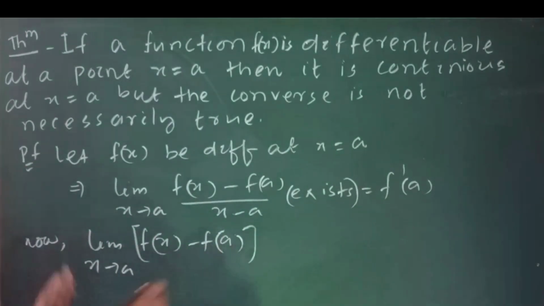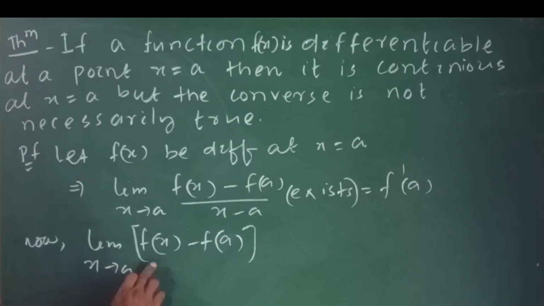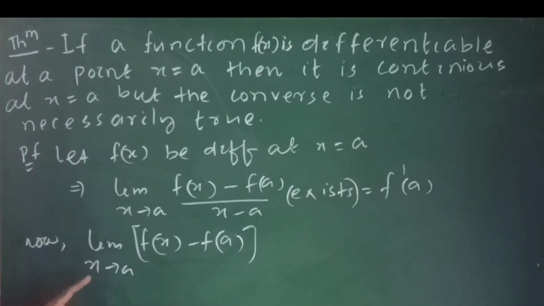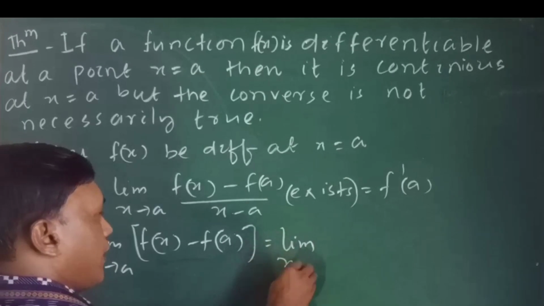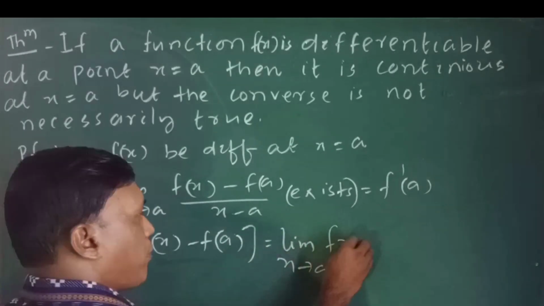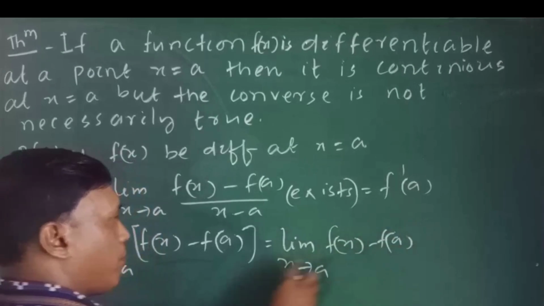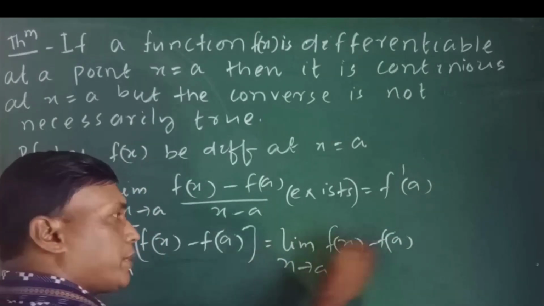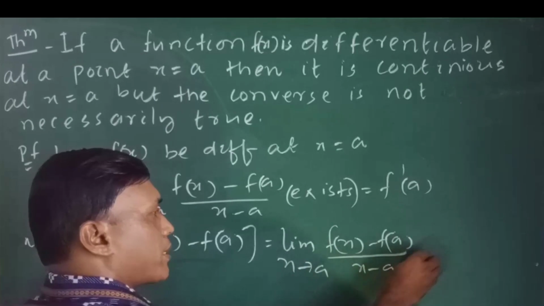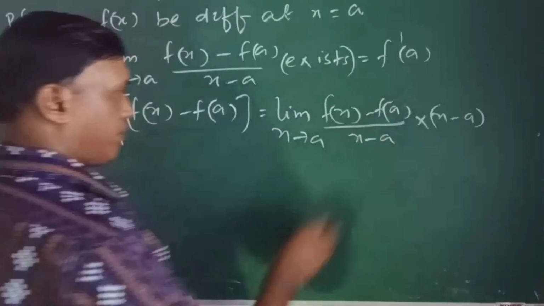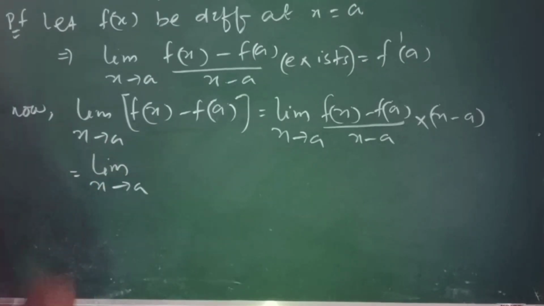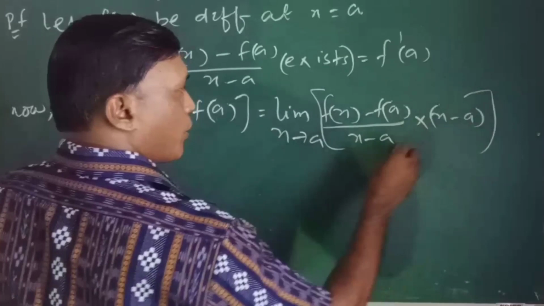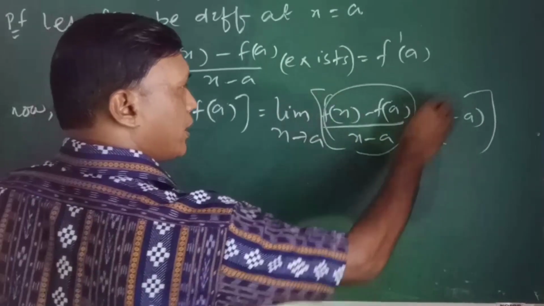I now want to find the value of the limit of f of x minus f of a as x tends to a. Now look here: limit x tends to a of f of x minus f of a. I want to evaluate the limit of this. Now divide by x minus a and multiply by x minus a. Now what happens? Which is equal to limit x tends to a. Look here, this is a function, this is also a function.